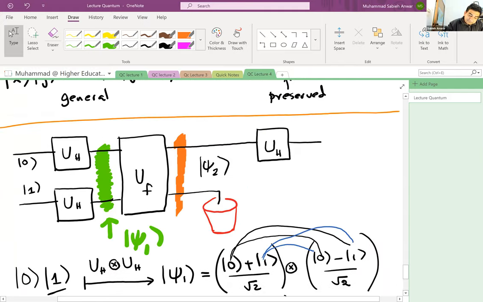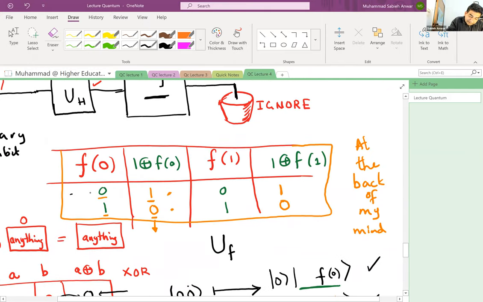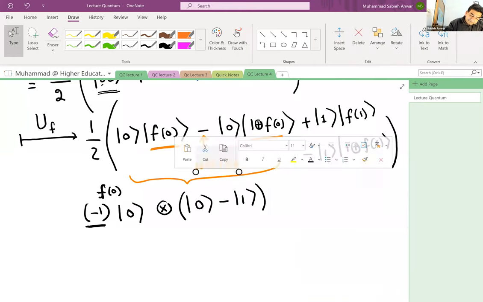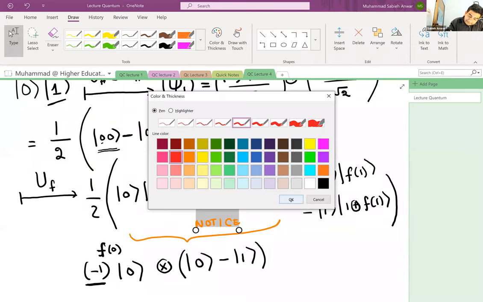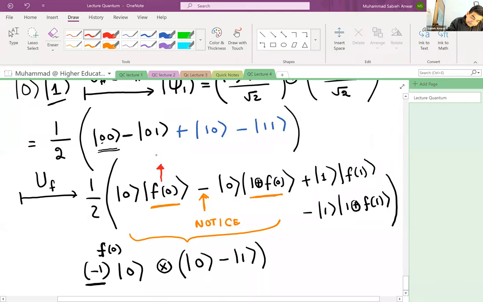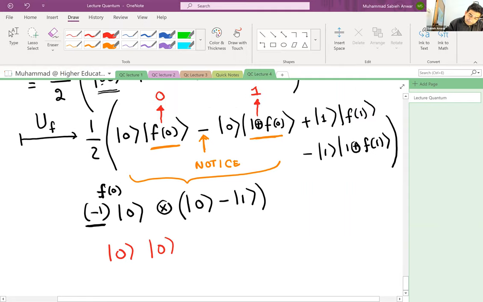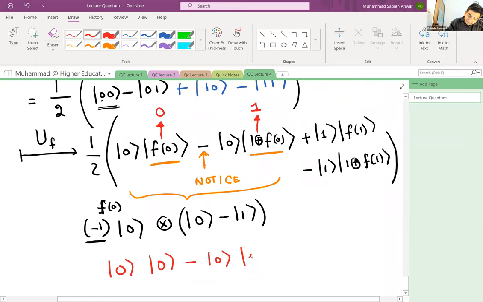Suppose my F0 is 0. Let's look at the first row over here. If my F0 is 0, then my 1 plus F0 is 1. So if my F0 is 0, that is, this number is 0, then 1 plus F0 is going to be equal to 1. Okay. And if this is the case, then the orange thing, what I put braces around, would become ket 0, minus ket 0 ket of 1.